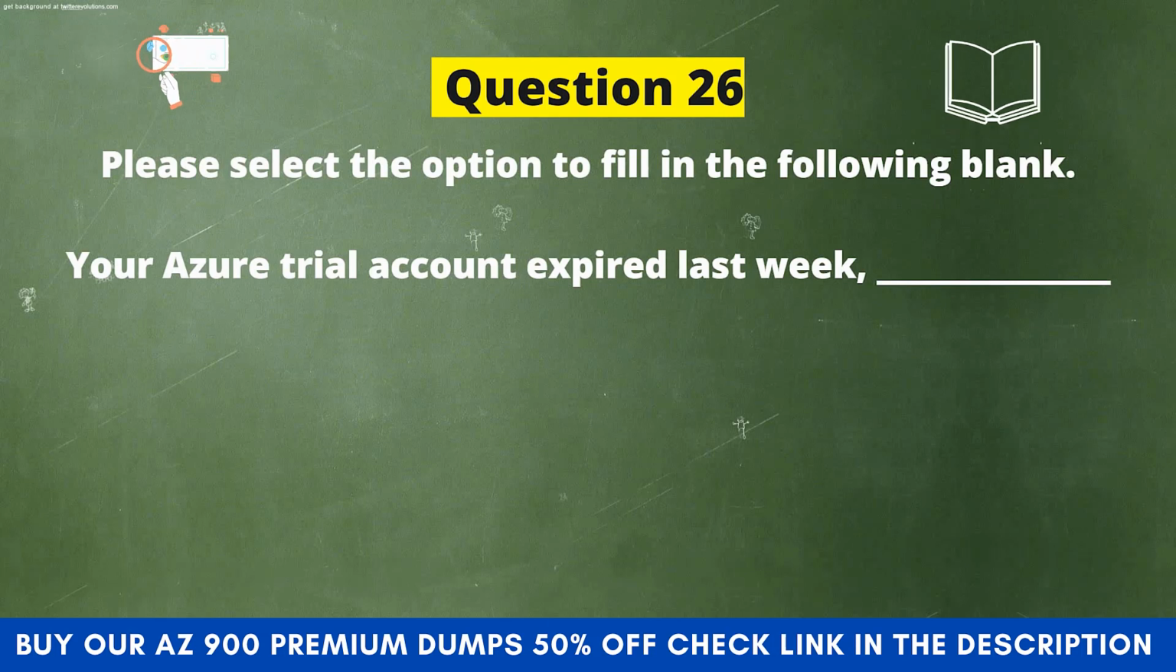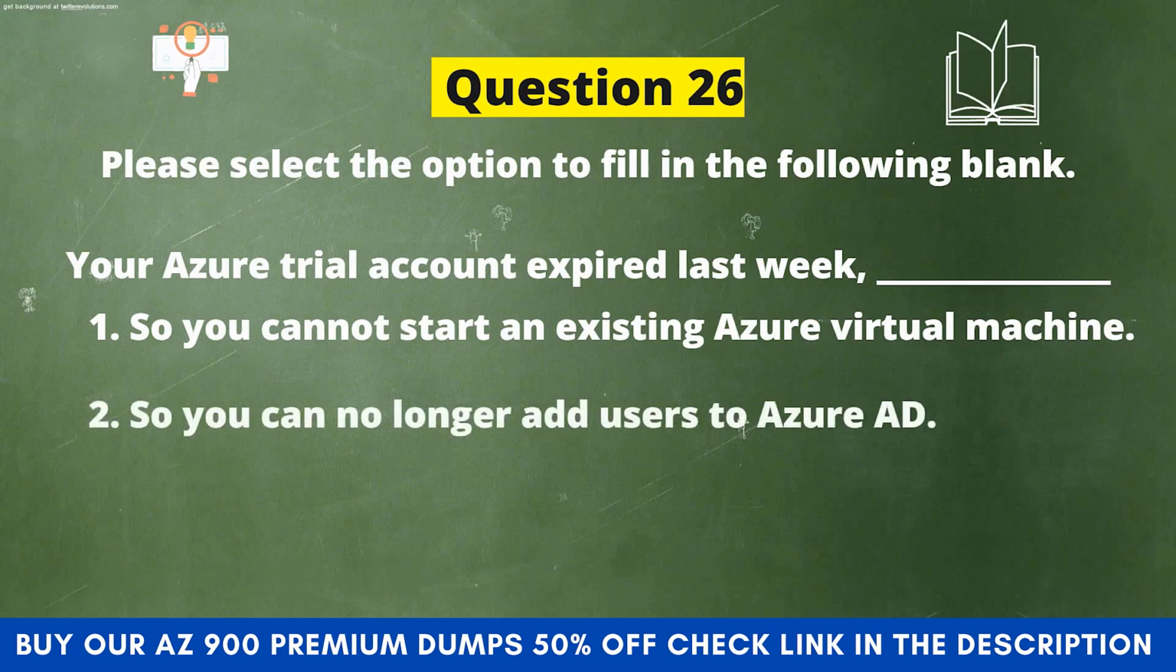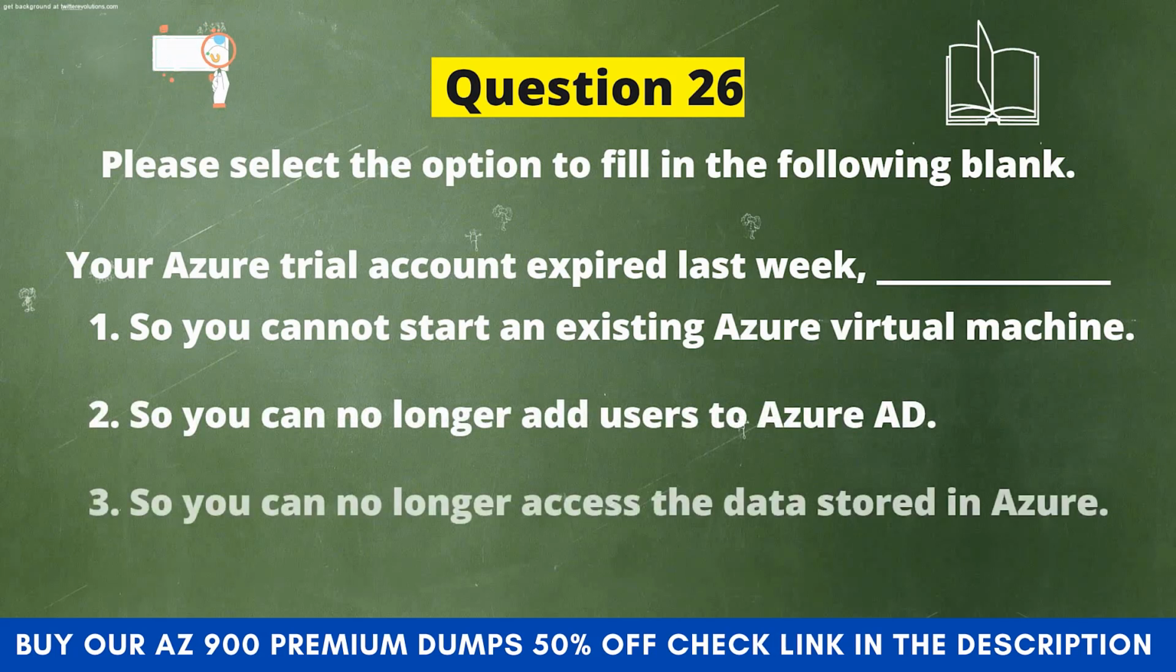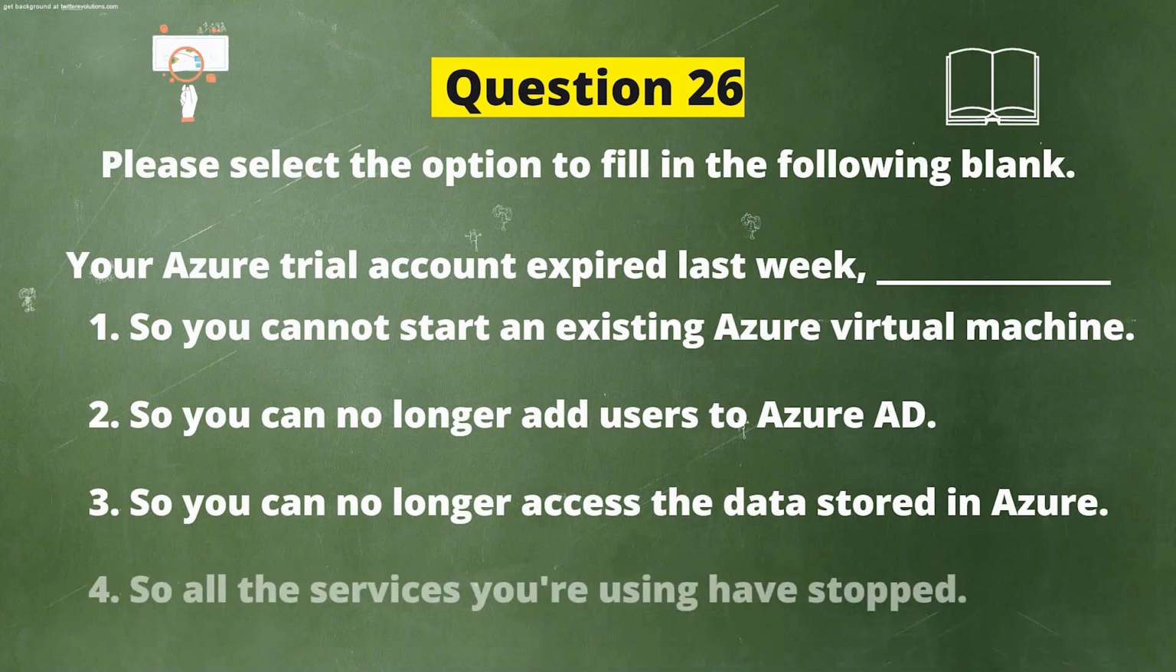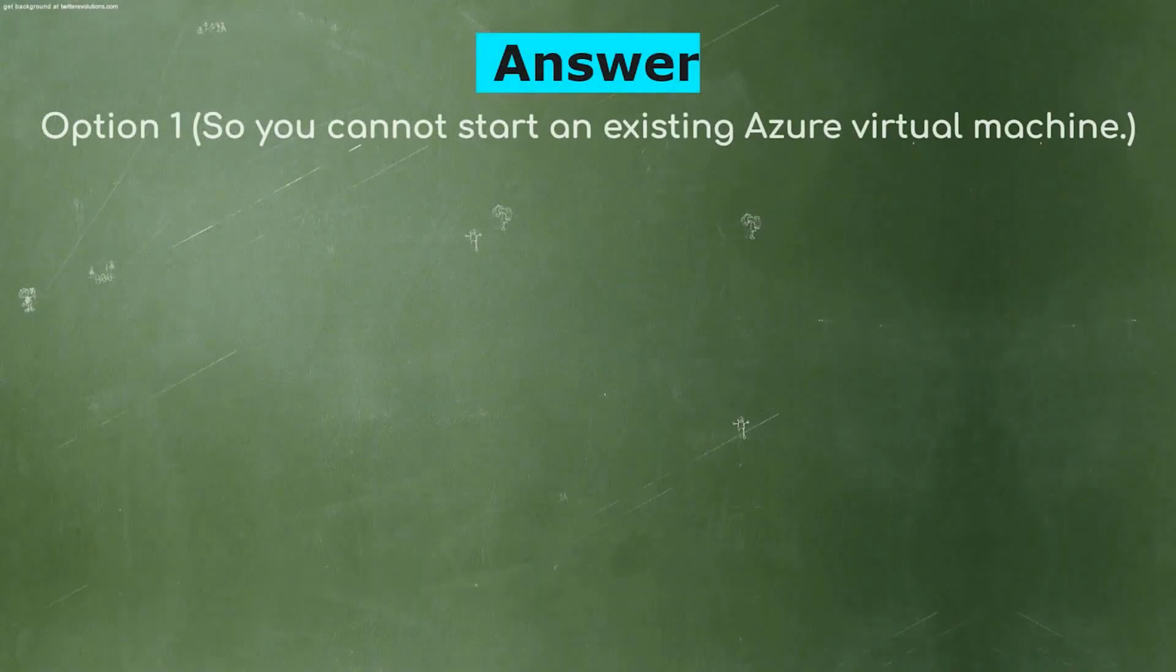Next question. Please select the option to fill in the following blank. Your Azure trial account expired last week. Dash. And the options are: 1. So you cannot start an existing Azure virtual machine. 2. So you can no longer add users to Azure AD. 3. So you can no longer access the data stored in Azure. 4. So all the services you are using have stopped. And the correct answer is option 1. So, you cannot start an existing Azure virtual machine.